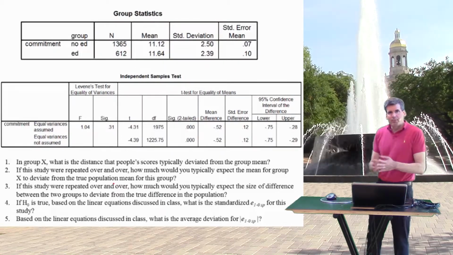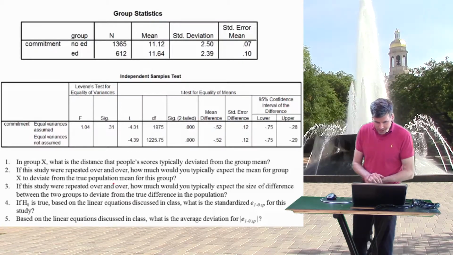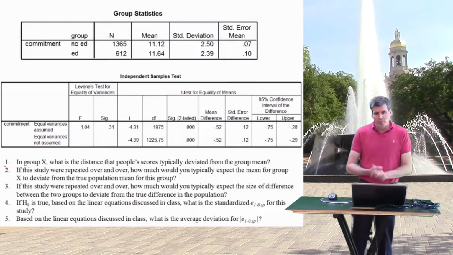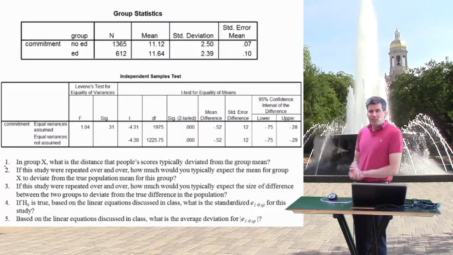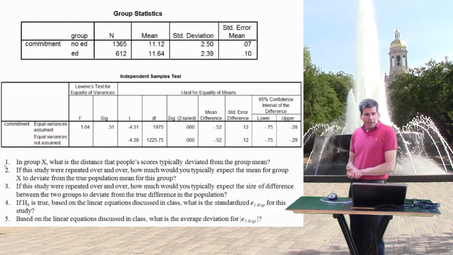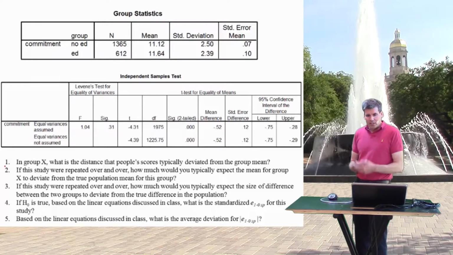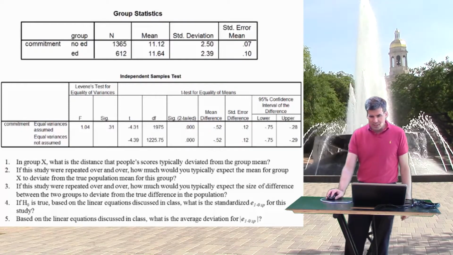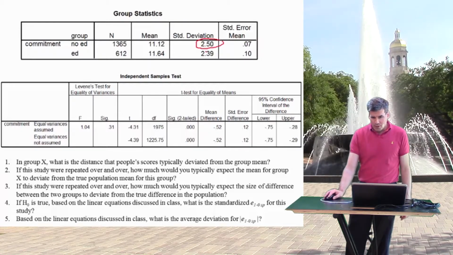Okay, here are some other types of questions that I might ask you to do. Question one says, in group X, for example, let's say group one, the no education group, what is the distance that people's scores typically deviated from the group mean? Well, I am just asking you for the standard deviation. Standard deviation tells you how far scores typically deviate from the group mean. So the answer is 2.5 if I'm talking about group one, or if I was talking about the education group, it would be 2.39.